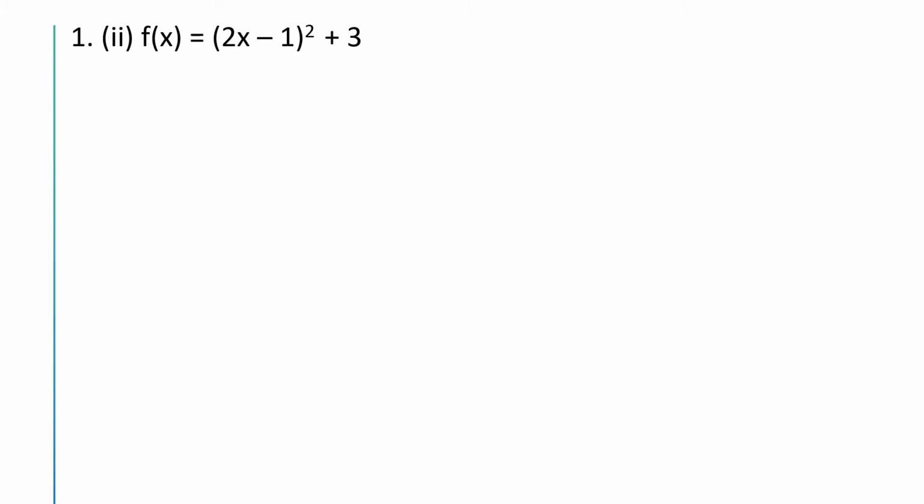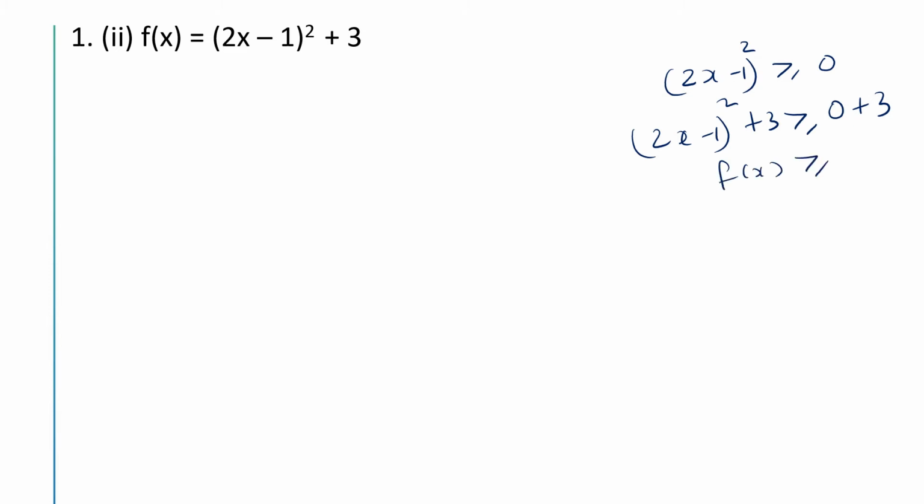So here I am writing (2x minus 1) the whole square is greater than or equal to 0, with equality when x is equal to half. So we can see that (2x minus 1) the whole square plus 3 is greater than or equal to 0 plus 3, which means f(x) is greater than or equal to 3. Here it means the minimum value which f(x) can take is 3 and there is no maximum value.